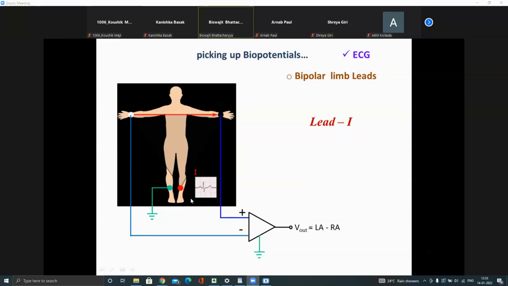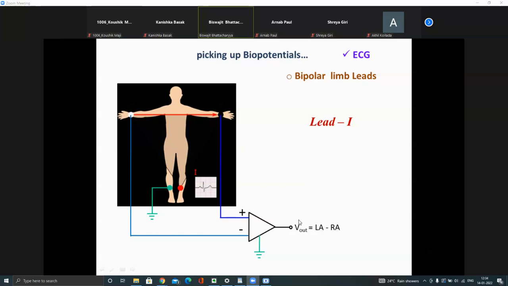It is in between left arm and right arm. So one electrode is in the left arm, another is in the right arm. The left arm is connected to the non-inverting terminal of the op amp, and the right arm is connected to the inverting terminal of the amplifier. The left leg is not used here, and the right leg is for ground reference, the green color.